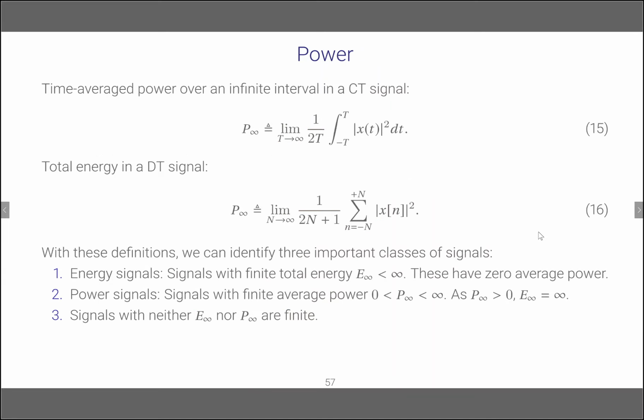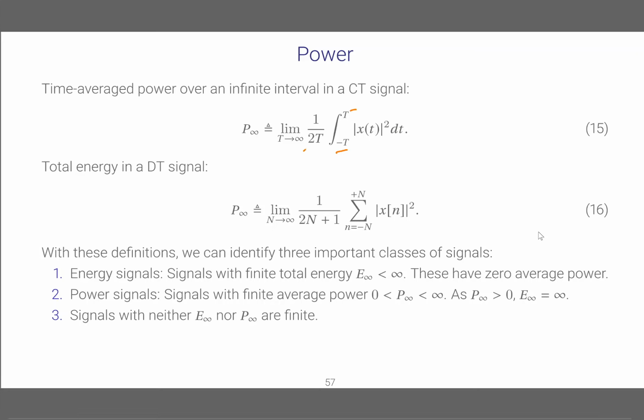Okay, now let's consider power. The time average power over an interval in a CT signal: this interval is from minus T to T, so we divide by the length of that interval, 2T. So P infinity is the limit as T tends to infinity of 1 over 2T times the integral from minus T to T of modulus of x(t) squared dt. The average power in DT signals is P infinity equals the limit as N goes to infinity. From minus N to N you have 2N plus 1 samples, so that's why you divide by 2N plus 1, times the sum of modulus of x[n] squared.